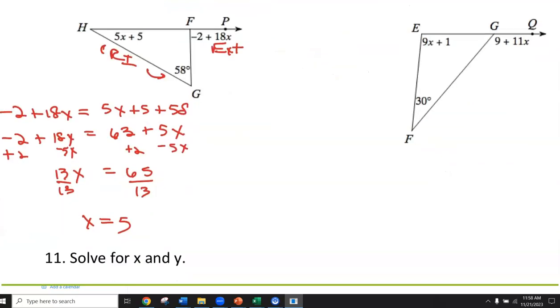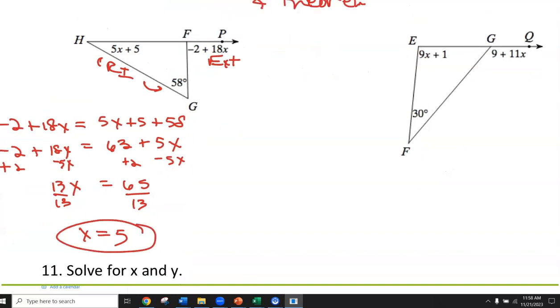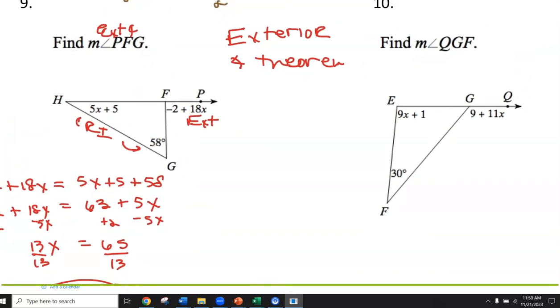What is that going to be? I just found that x is 5. Plug it in. So it's going to equal negative 2 plus 18 times 5. 5 times 8 is 40, then the 0, carry the 4. 5 times 1 is 5, plus 4 more is 9, plus a negative 2. That's going to equal a positive 88, and that is your exterior angle.